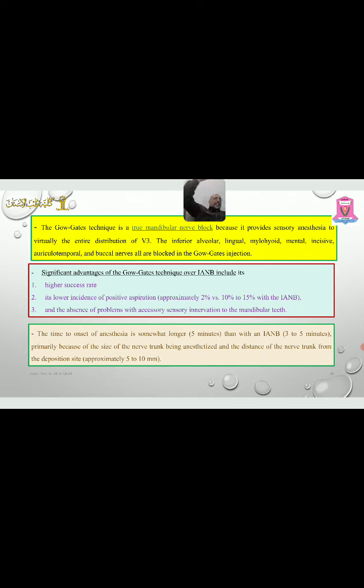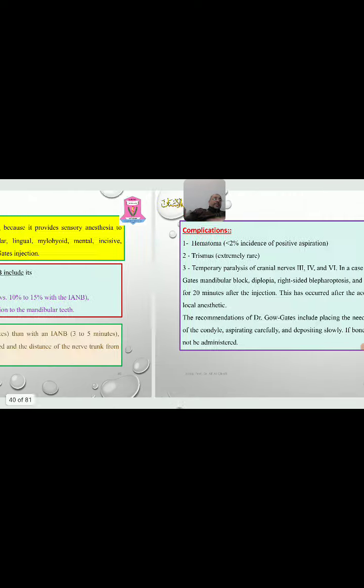لأن كله الترنك كله حيخدره، فبعد من شنو خايف يعني؟ يجي له من اللينجوال انت مخدر، يجي له من auriculotemporal accessory مخدر، يجي له من mylohyoid مخدر. The time of onset of anesthesia is somewhat longer, 5 minutes, than the inferior nerve block, which tends to be about 3 minutes, primarily because of the size of the nerve trunk being anesthetized and the distance of the nerve trunk from the deposition site, approximately 5 إلى 10 ملم.